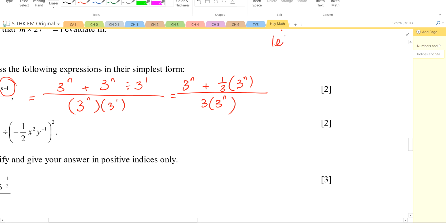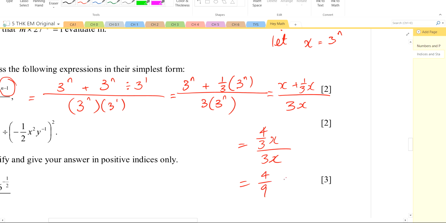If I choose to let x be equals to 3 to the power n, then it becomes much simpler. So this gives me x plus 1/3 x divided by 3x. And how much is this? x plus 1/3 x divided by 3x. 4 over 3x divided by 3x, right? 4 over 3 divided by 3 is 4 over 9. The 3 to the power n disappears already because they all get cancelled off.